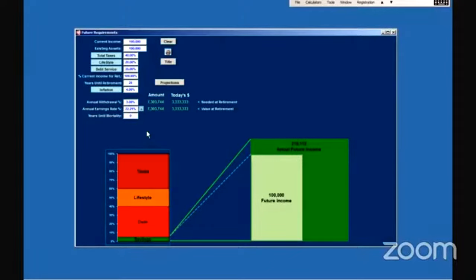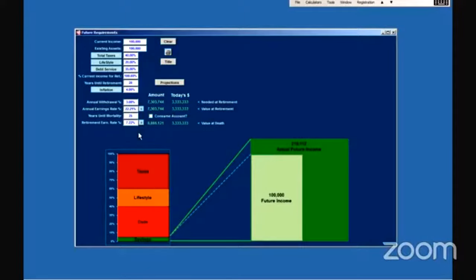Now, it gets even worse than that, because let's say you get to your retirement years, but now you have to continue to earn a rate of return throughout your retirement years. And if I'm going to live another 25 years in retirement, which is happening quite often nowadays, what kind of rate of return would I need?